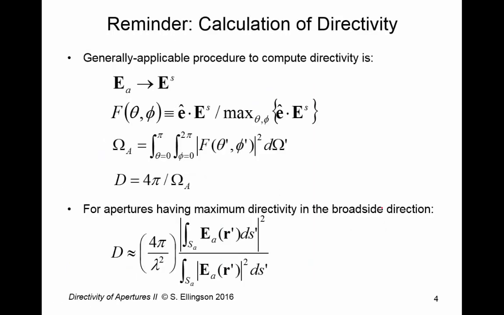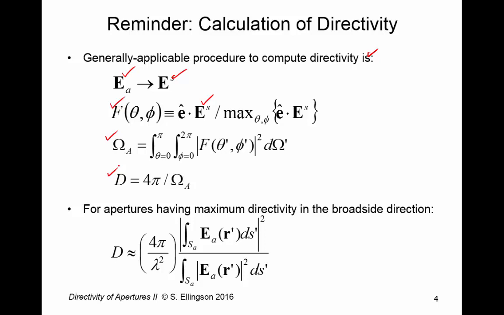Okay, so how to compute the directivity of this thing? Well, if we go all the way back to the beginning, you remember that a generally applicable procedure to compute directivity is to first take the aperture electric fields, let them radiate into the far field. Once you have the radiated fields, then you can compute the normalized patterns. Once you have the normalized patterns, then you can compute the beam solid angle. Once you have the beam solid angle, then you can compute the directivity. So this was a very general procedure.